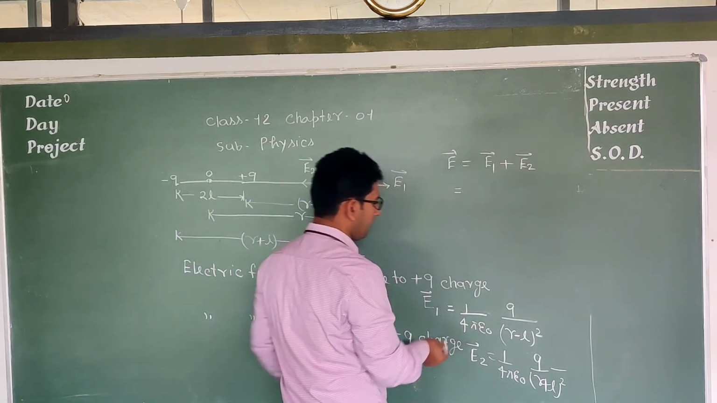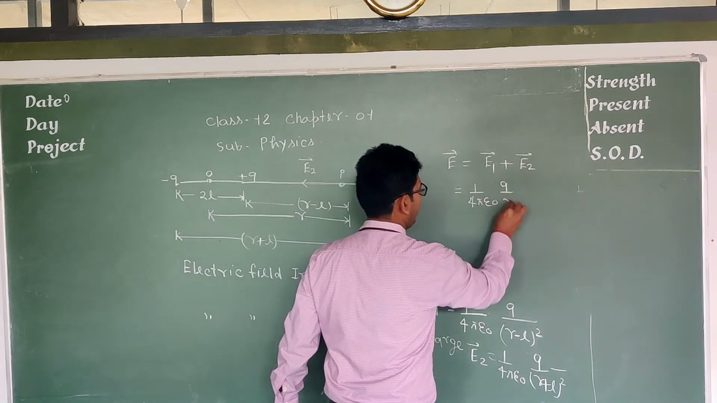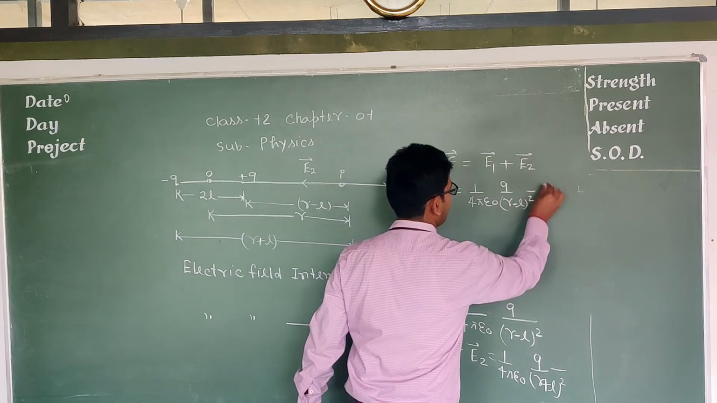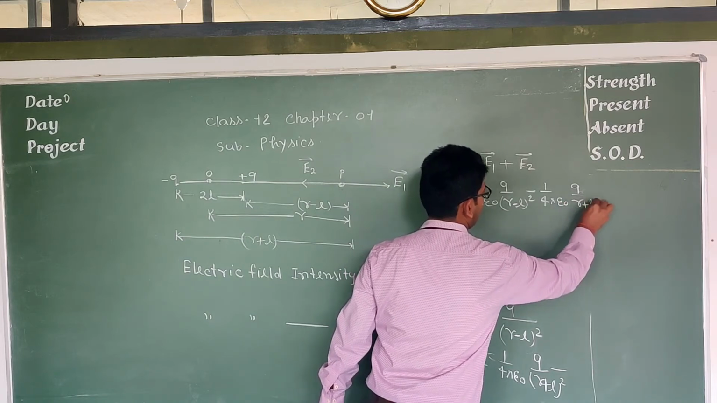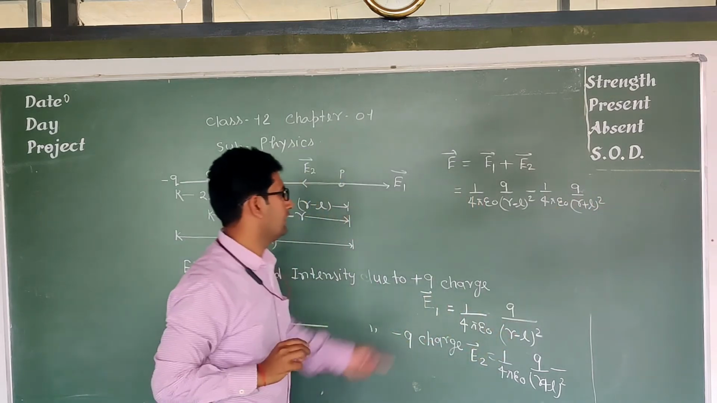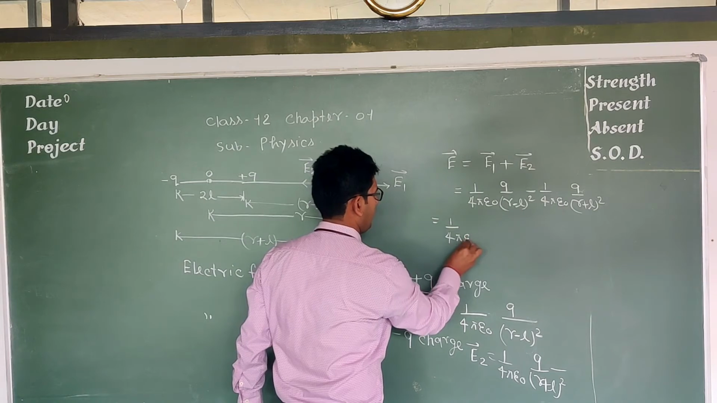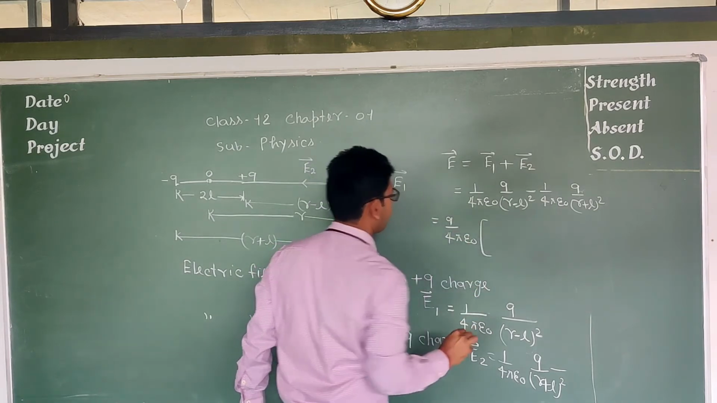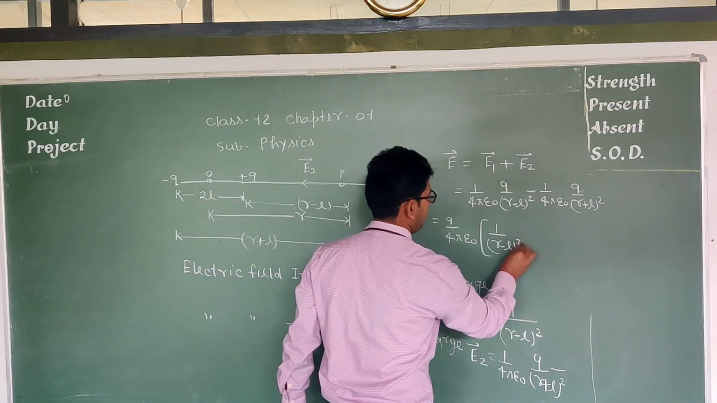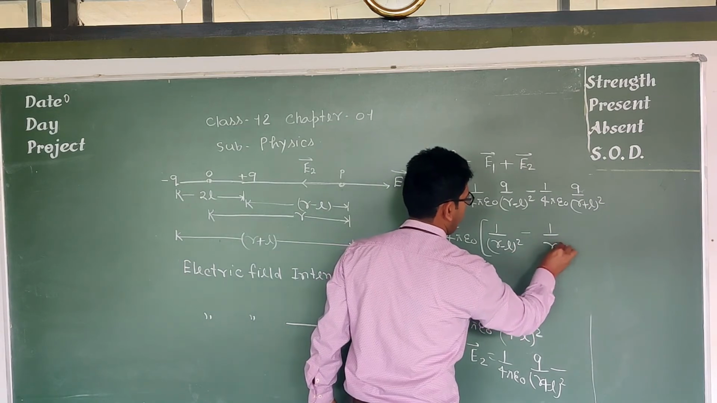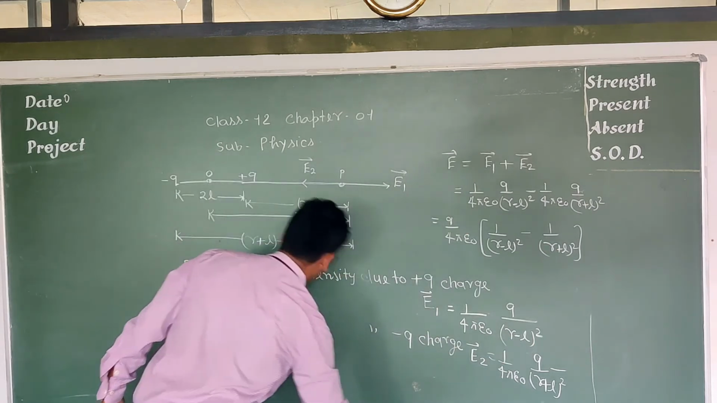So we put the value of E1, that is 1 by 4 pi epsilon naught Q by R minus L whole square, minus 1 by 4 pi epsilon naught Q by R plus L whole square. Clear? And Q by 4 pi epsilon naught is common. So we can write 1 by R minus L whole square minus 1 by R plus L whole square. Okay. Clear?